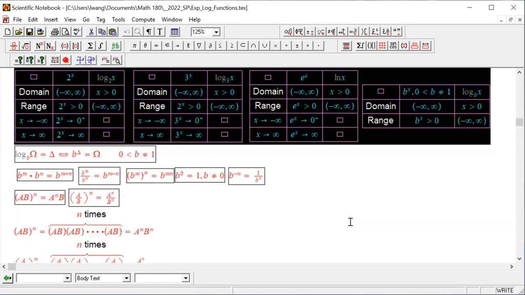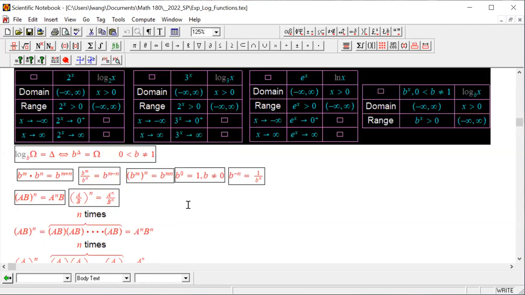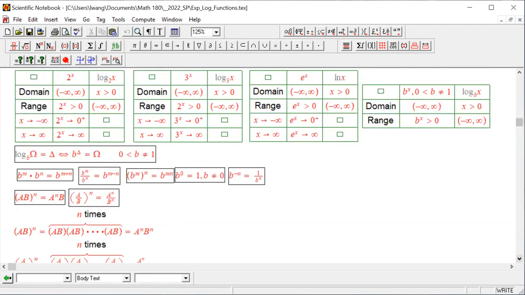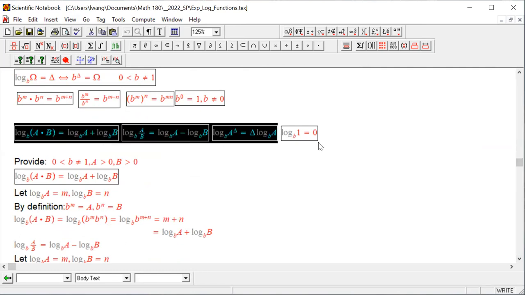And in the next lesson, we're going to work on applying these logarithm properties.